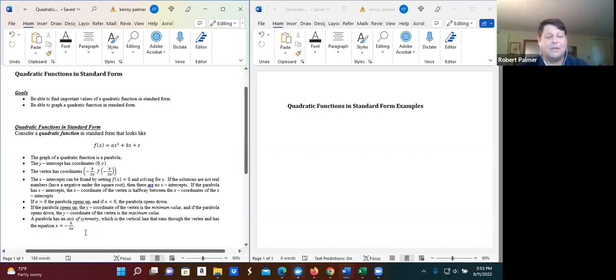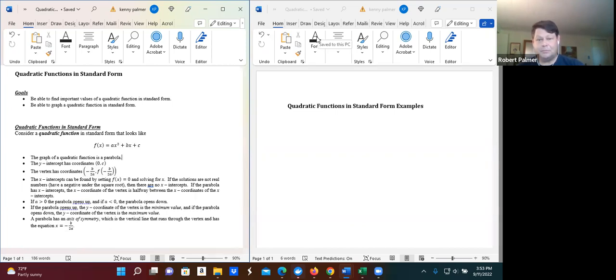And finally, the parabola has an axis of symmetry, which is a vertical line that runs through the vertex and has the equation x equals the x-coordinate of the vertex. So let's take a look at an example and see if this works and be able to graph it as well.